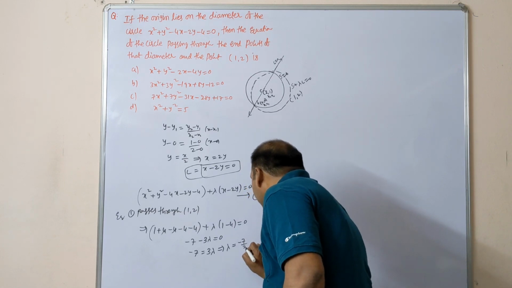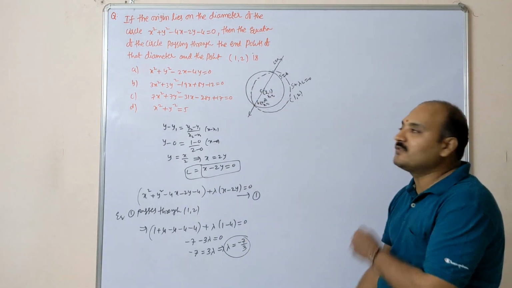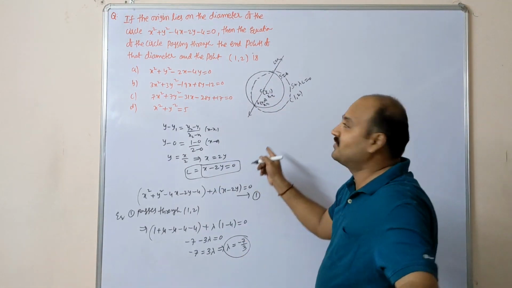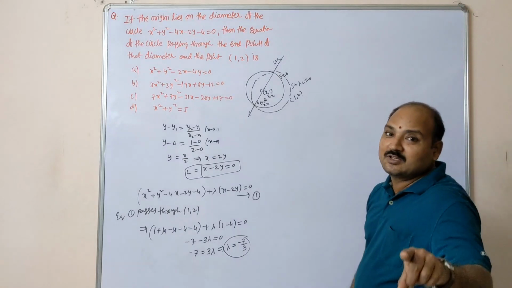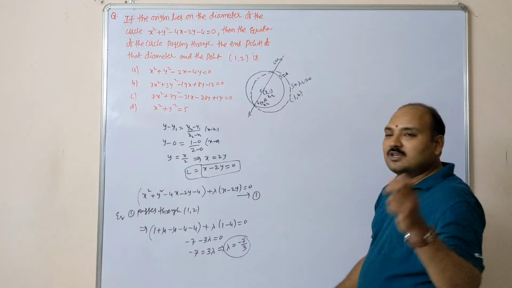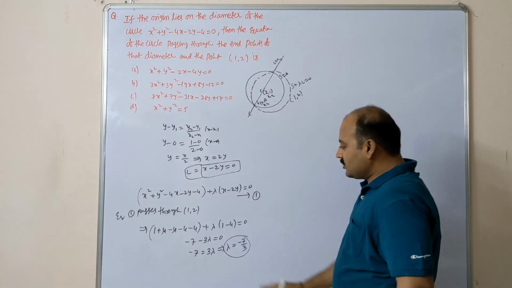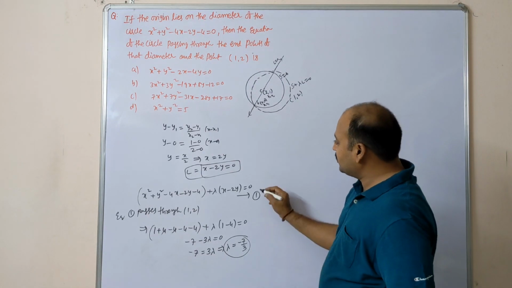So this we can substitute in this, and we can get the required equation of the circle. Diagram is very important, dear students. Even Ranjit also asked, sir, please try to draw the figure according to the question. So that's why I am trying to draw the figures according to the question. So lambda value minus 7 by 3, substitute in equation 1.